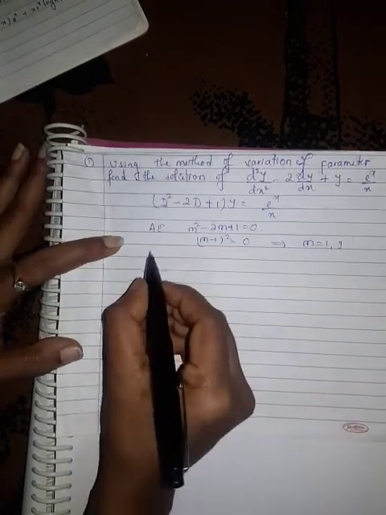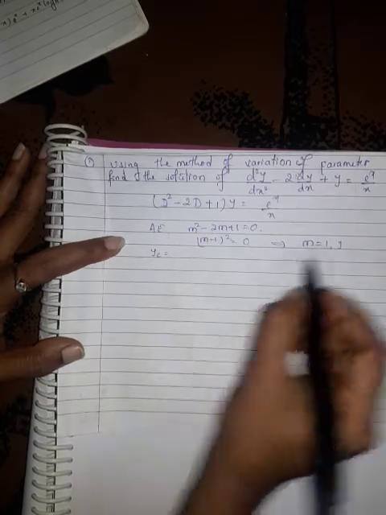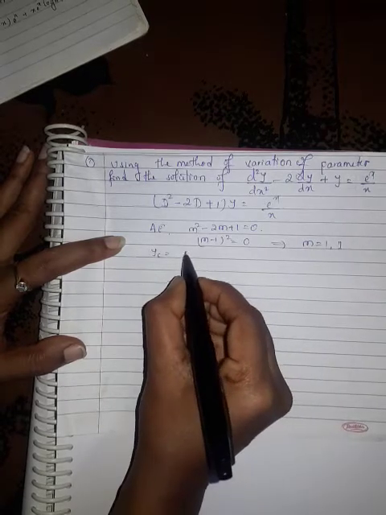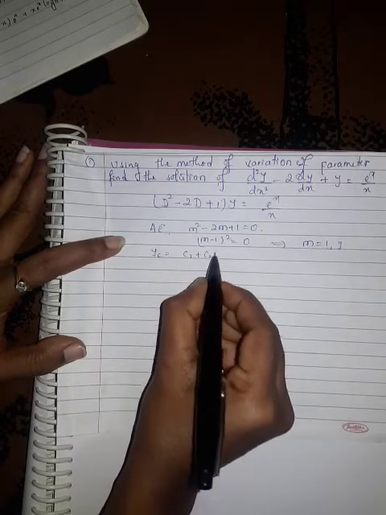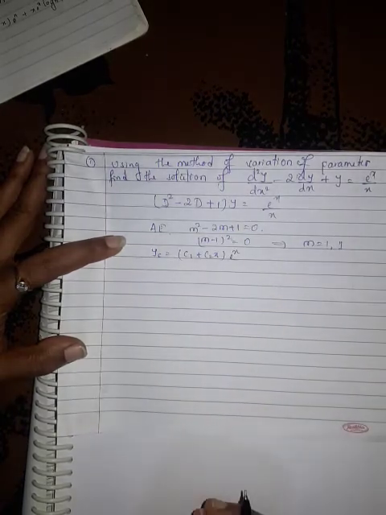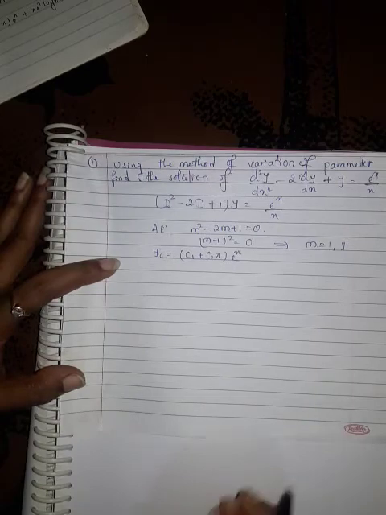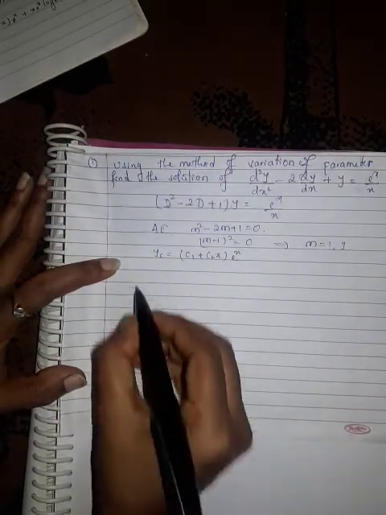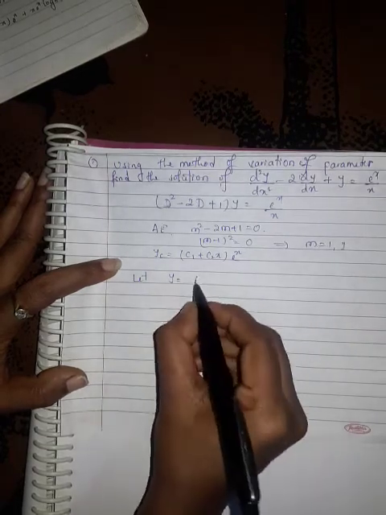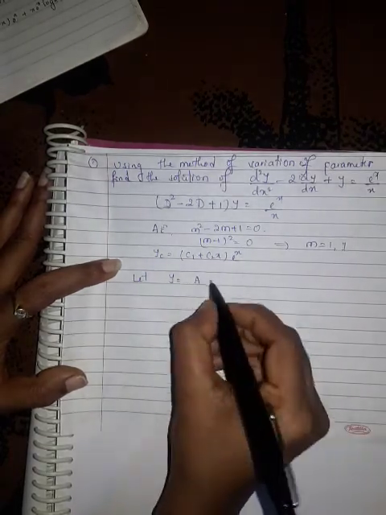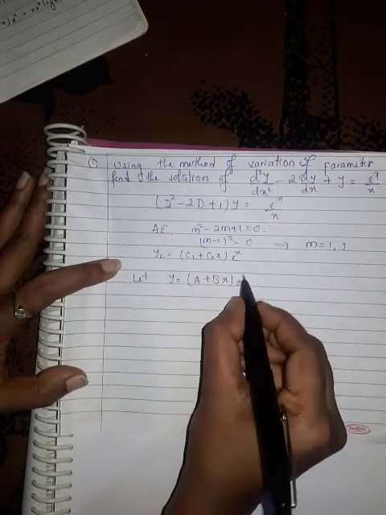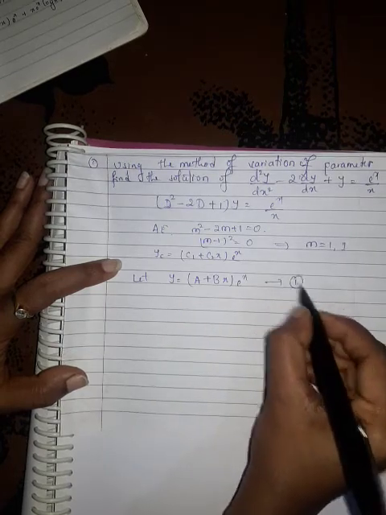By using these two roots we form the complementary function yc. Since these roots are real and equal, we have the complementary function as c1 plus c2 x into e raised to mx. M is 1, so e raised to x. This is our complementary function. Now using this complementary function we will form y is equal to, in place of c1 we will take a, a function of x, plus, in place of c2 we will take b, this x as it is, e raised to x. So take this as equation 1.